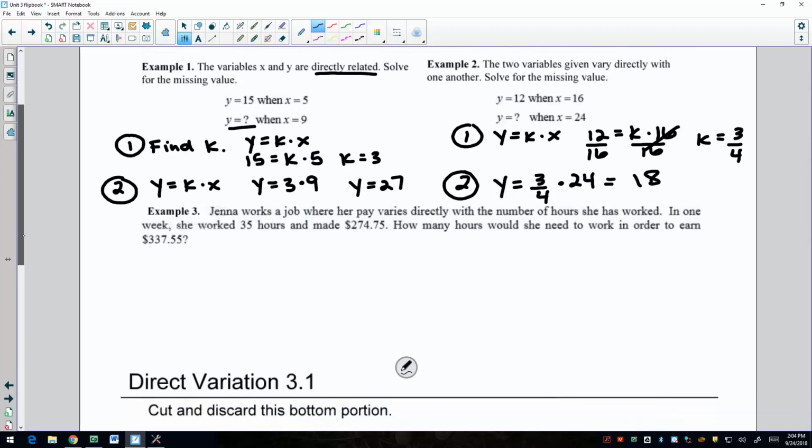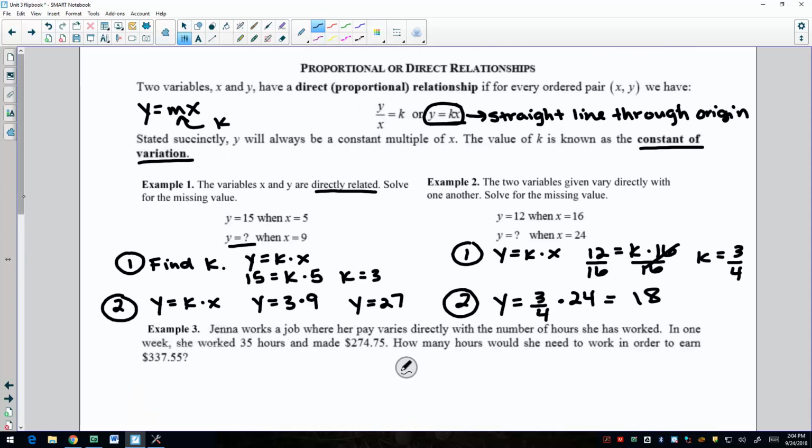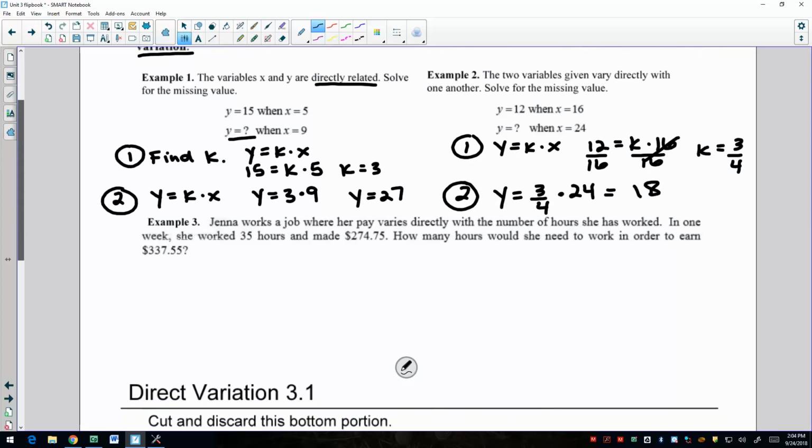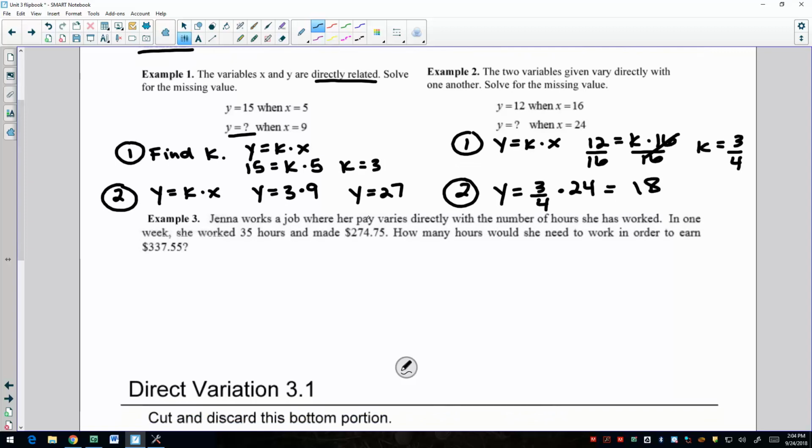All right, last example is a word problem, and it's going to involve direct variation. It says Jenna works a job where her pay varies directly with the number of hours she has worked. In 1 week, she worked 35 hours and made $274.75. How many hours would she need to work? So we're trying to solve for hours in order to earn $337.55. So you can think of this as the money is equal to some constant k times the hours.